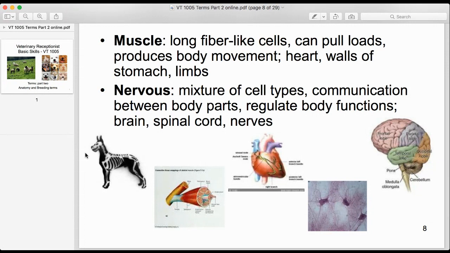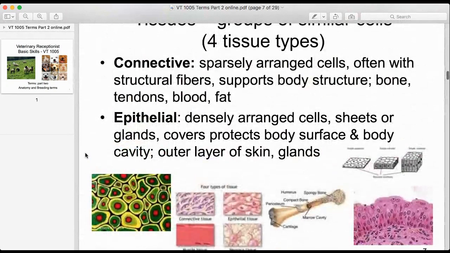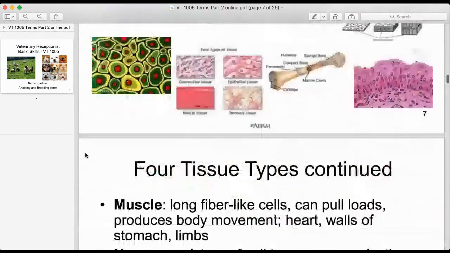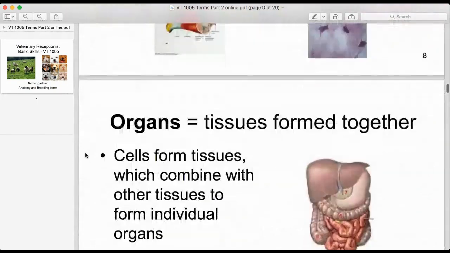Nervous tissue is usually a variety of types, and this is actually the communication of our body. This helps regulate body functions, helps regulate our internal body temperature, and so forth. It is the brain, the spinal cord, and the nerves. So again, the four tissue types to know are connective, epithelial, muscle, and nervous, with some illustrations on those.